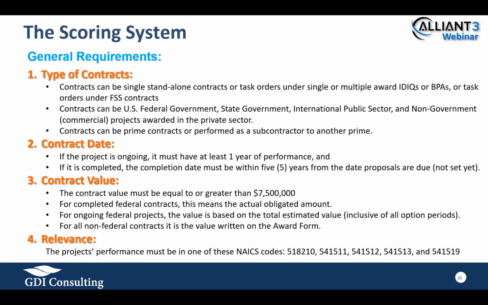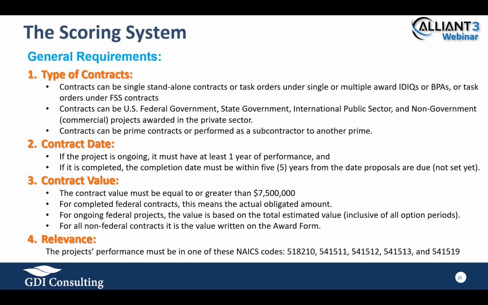For ongoing federal contracts, it's the total estimated value, whatever the government said initially when they awarded it to you, including all option periods. So maybe you're in the first option year, but it has 5 option years. You include all those 5 option years. And remember, this is unlike Oasis Plus. It's not annual value. This is total contract value. And if your contract is a non-federal contract, then whatever is written on the contract award document or award form, whatever it is, that's what the value is.